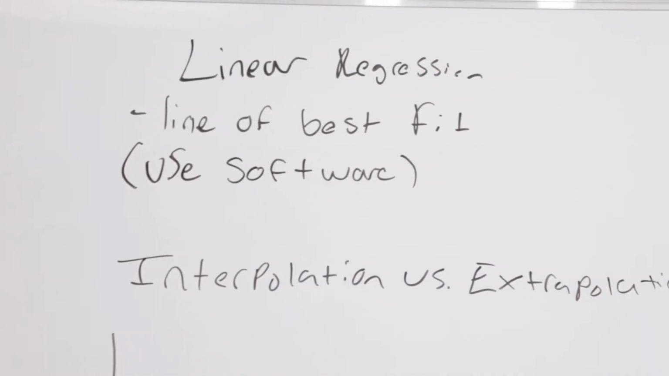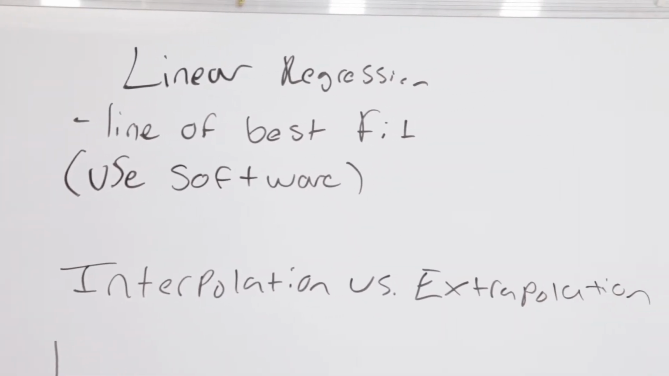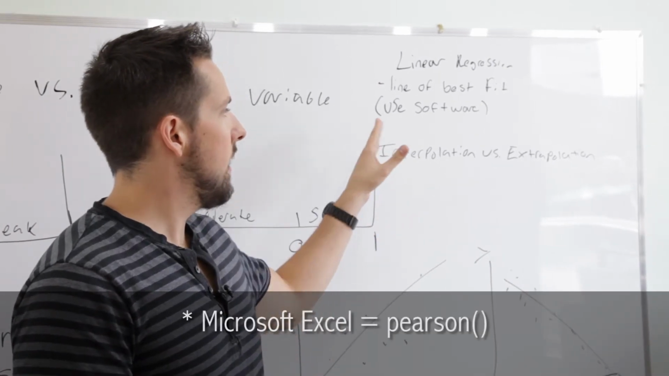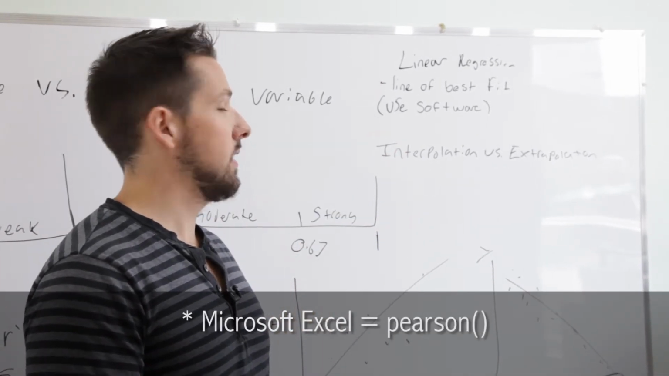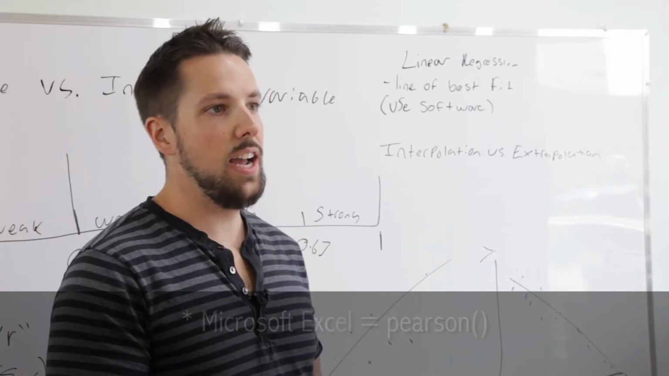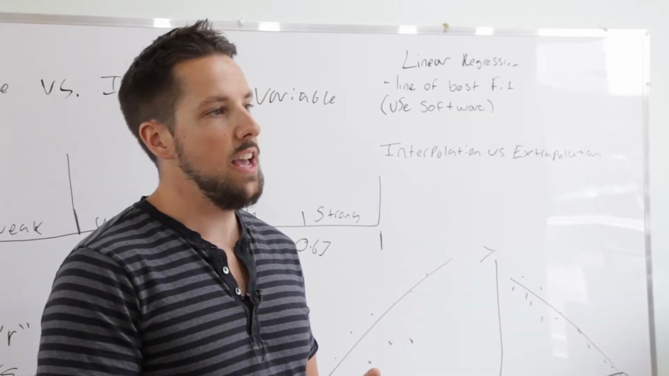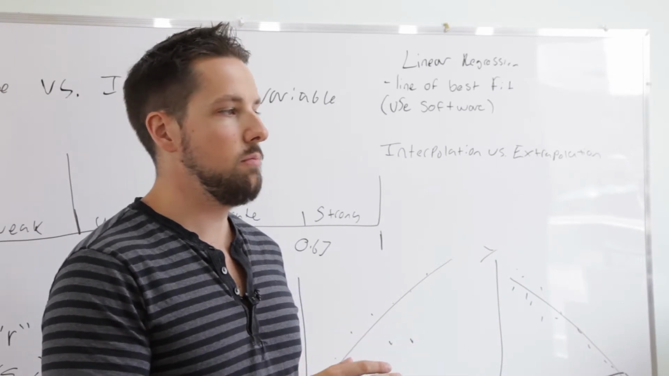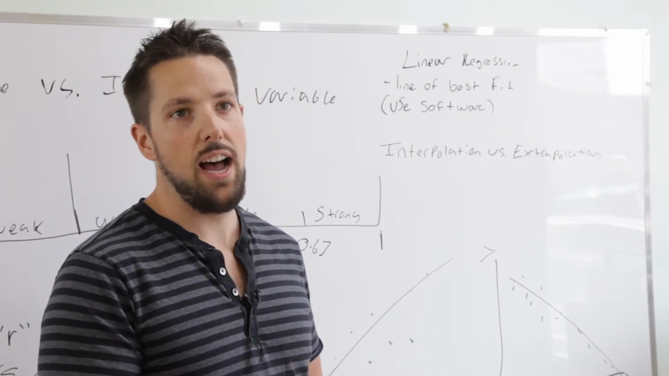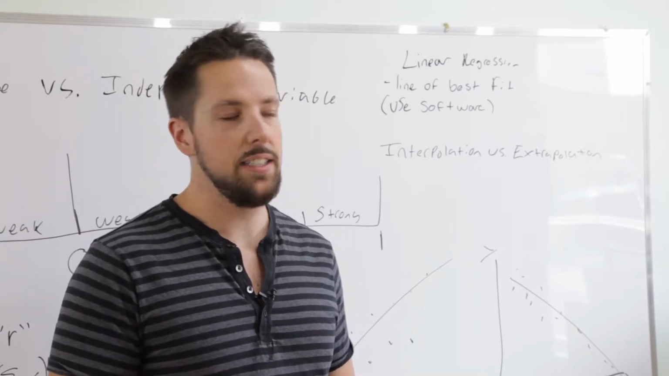The linear regression is another fancier term for the line of best fit. The way we'll calculate that in this course is using graphing software or Microsoft Excel. What that does is it puts a line through a scatter plot that shows the general trend of the data. So the closer the points are to the line, the better fit the line is.